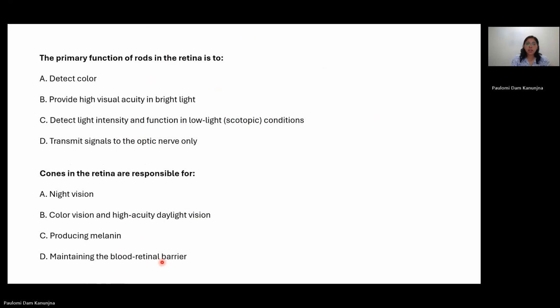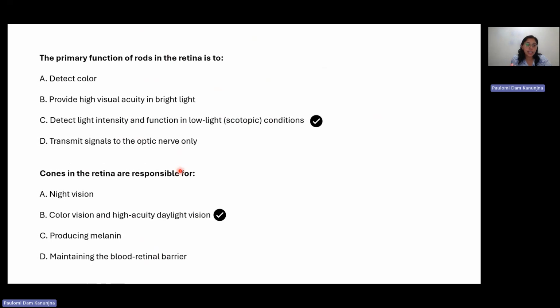Right. So the correct options are C and B. As I've already discussed with you, rods are highly sensitive to light, and so they allow for dim or nighttime vision, and they are not for detecting color. So if rods are for your dim light vision, color is for your cones.